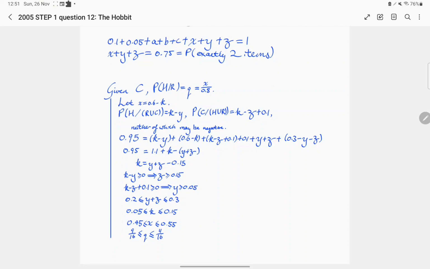0.2 is less than or equal to y plus z, which is less than 0.3. This means that k is between 0.05 and 0.15 inclusive, meaning x is between 0.45 and 0.55 inclusive. This means that q is between 9 over 16 and 11 over 16 inclusive, and that's the question solved.